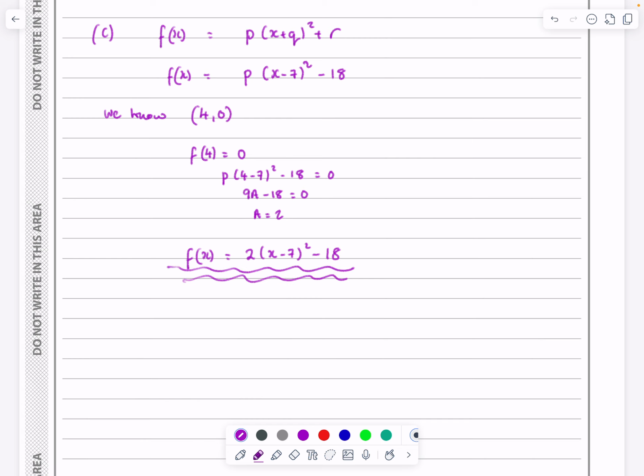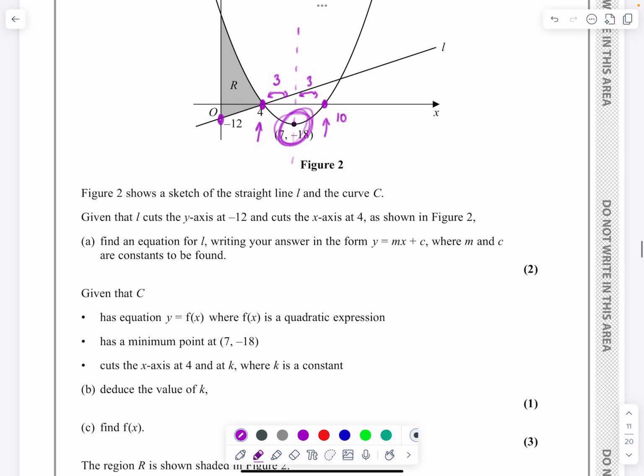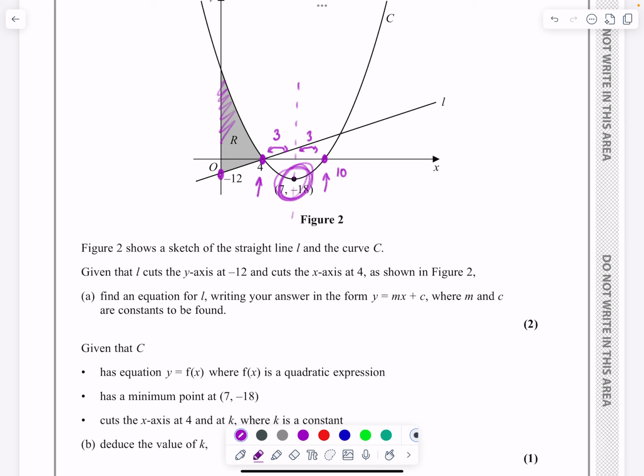So that's my f(x). And then part D, just go back up and have a look at it. Part D says, can we work out this region here? So yeah, absolutely. Let's just get rid of all my other stuff on here. If I'm looking at trying to find that region there, I know it's underneath the quadratic, less than the quadratic. I know it's going to be greater than the y-axis, which is x equals 0, and I know it's going to be above the straight line, greater than the straight line.